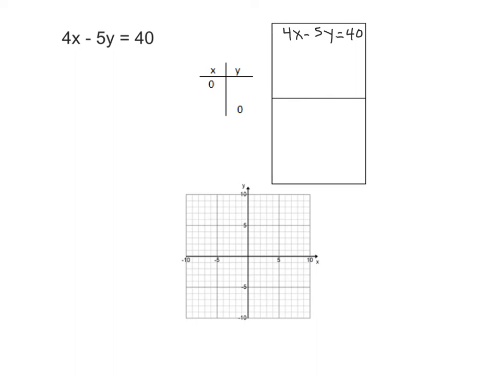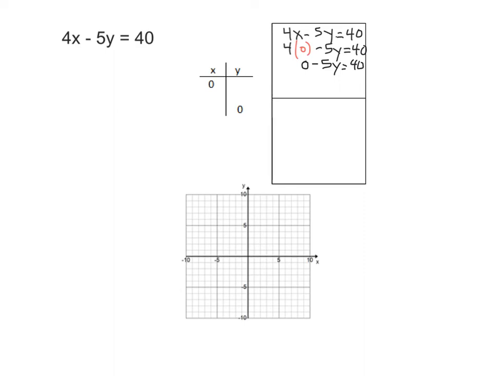I'm going to put a 0 in for x, so 4 times 0 minus 5y equals 40. What is 4 times 0? Well, 4 times 0 is 0. Now be really careful here. The 4 times 0 becomes 0. Okay, we still have 0 minus 5y equals 40.